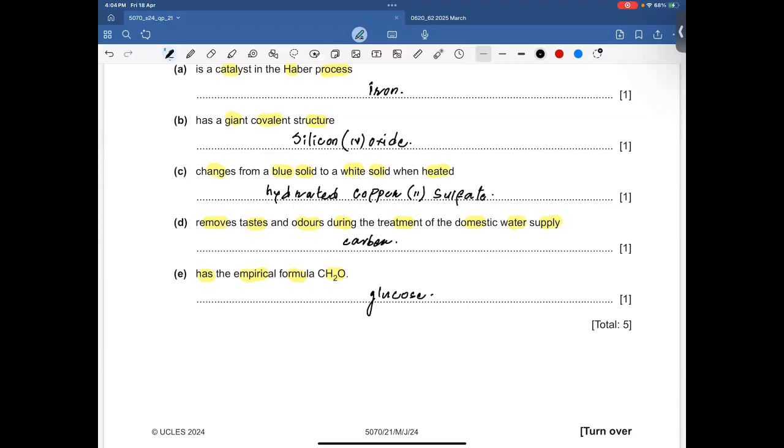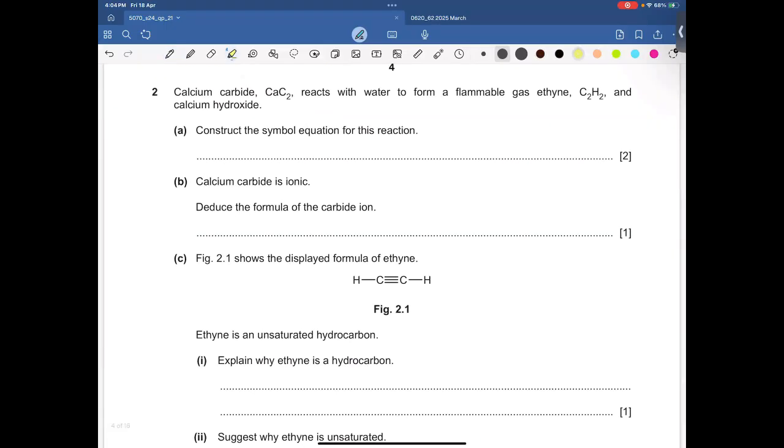Okay, let's move on to the next question. Calcium carbide, CaC2, reacts with water to form flammable gas ethyne, C2H2, and calcium hydroxide. Construct the simple equation for this reaction. So technically, calcium carbide is solid reacting with water, which is liquid at RTP, converting into a gas, which is C2H2 ethyne, and calcium hydroxide. And calcium hydroxide is basically aqueous.